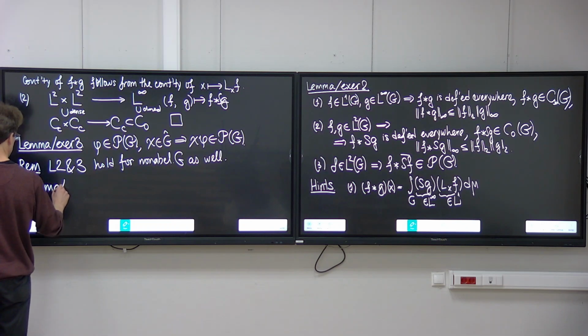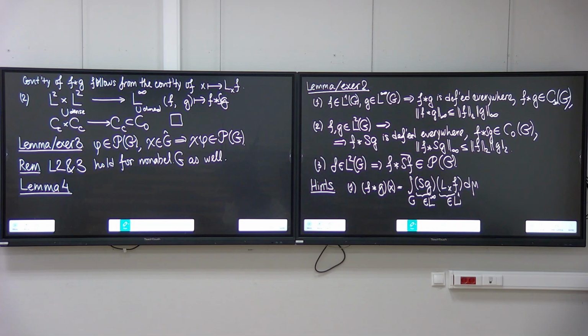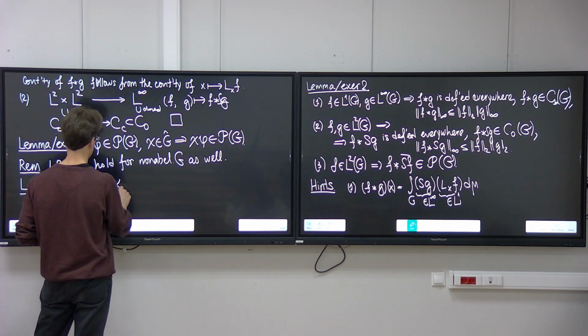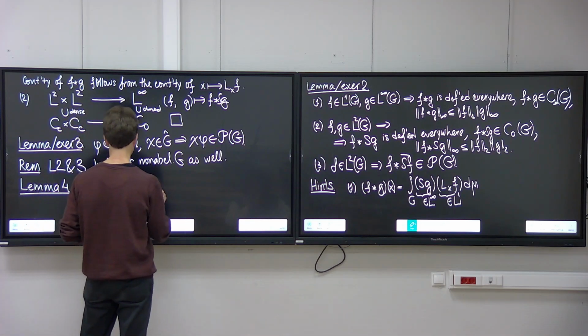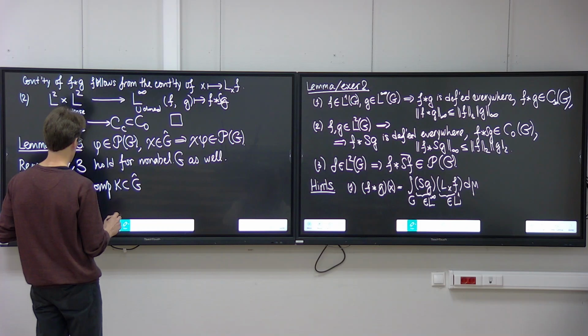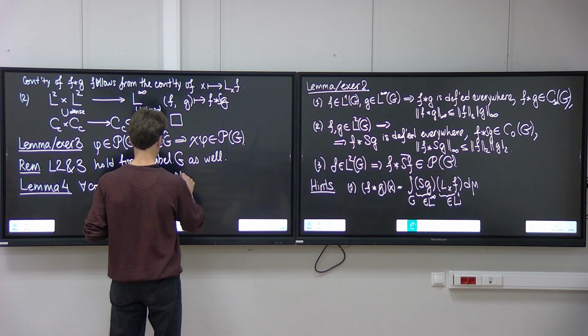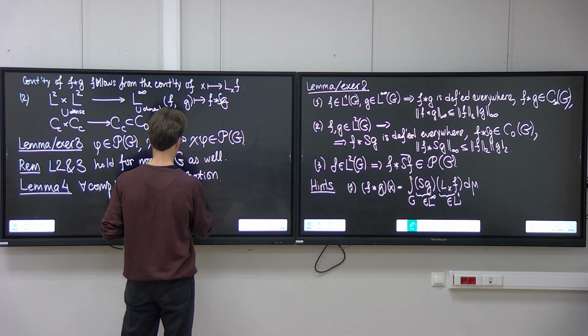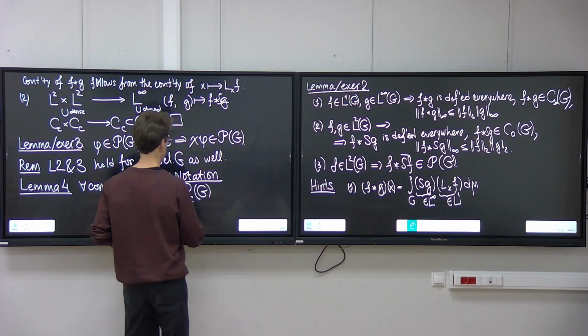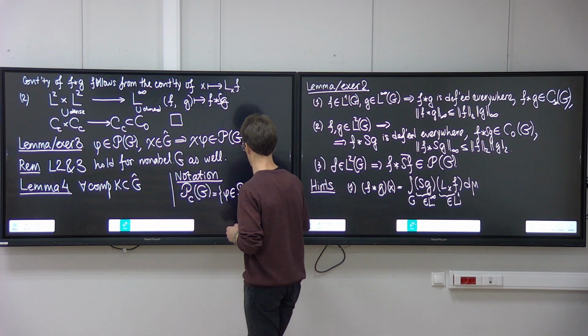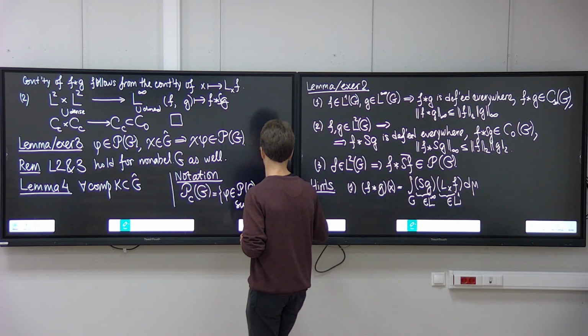Lemma 4. Basically, first of all, let me give you a statement and then I'll try to explain the meaning. I claim that for every compact subset K of the dual group G hat, we can always find... probably it will be useful to introduce some notation here. So let's denote by PC of G the set of compactly supported positive definite functions. The support of phi is compact.